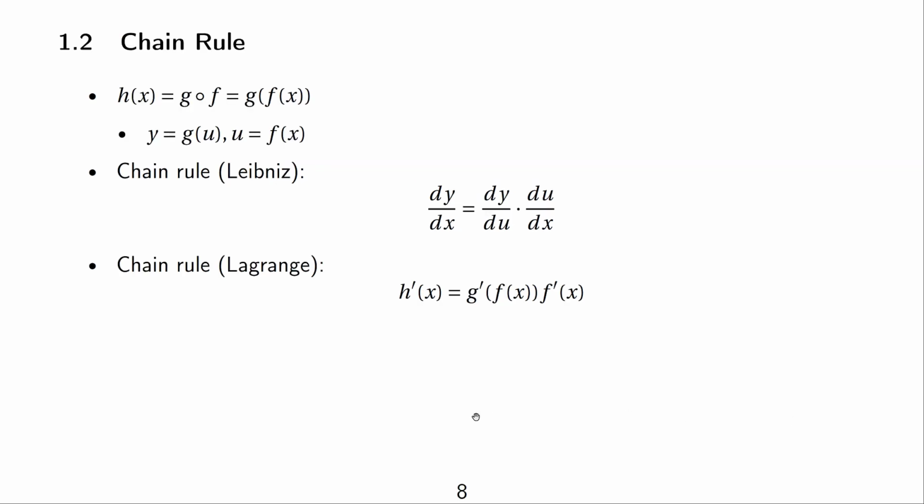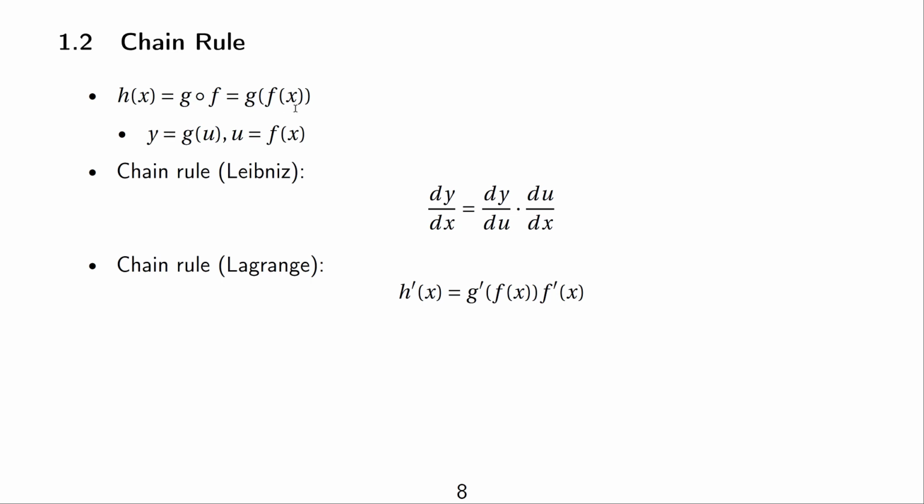So heavily featured in backpropagation is the chain rule. Let's review it for one variable. We have a function h of x that is decomposed of two functions. Let's look at the last part here. The function h of x is g of f of x.